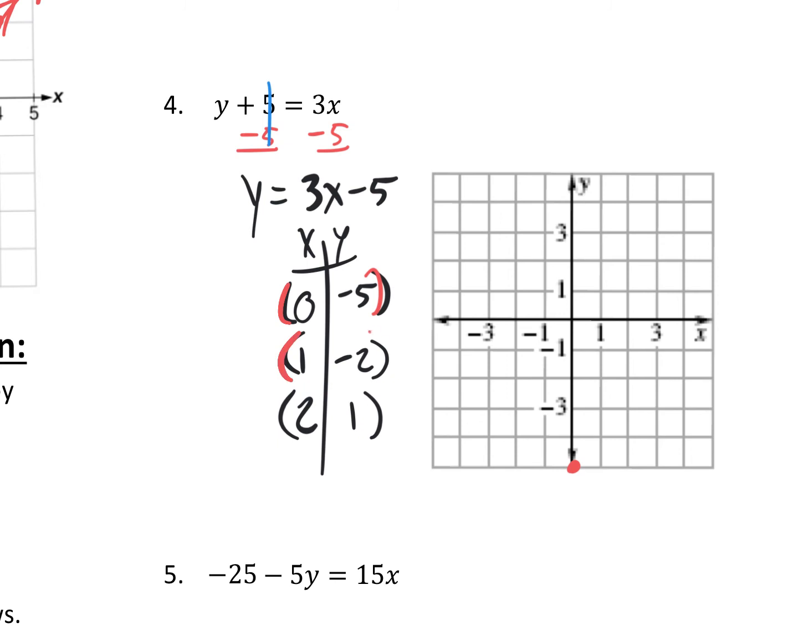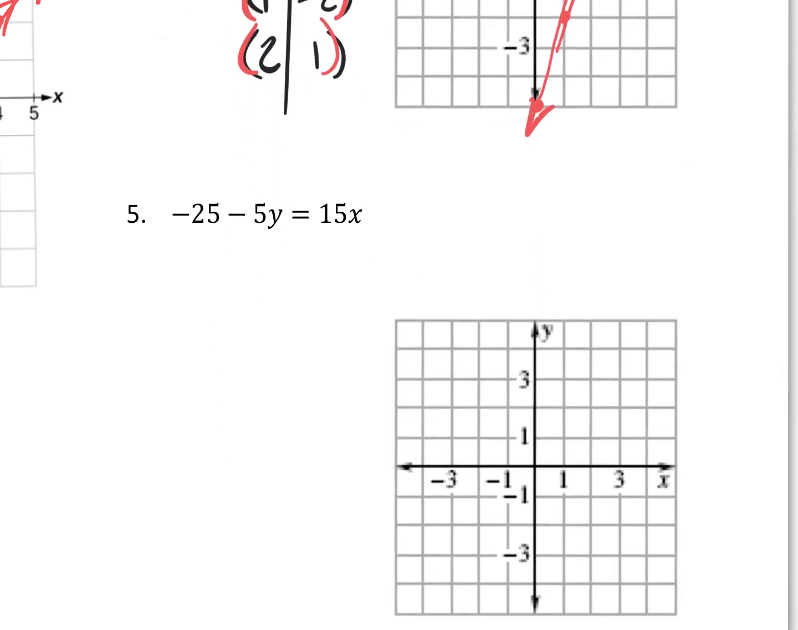The next coordinate, 1, negative 2. 1 on the x, negative 2 on the y is right there. Last coordinate, 2, 1. 2 on the x, 1 on the y is right there. As you could see, these 3 dots, they really do line up, if my line wasn't crooked, but they do line up. So I'm confident that that line is the correct line. Let's move on to another one.